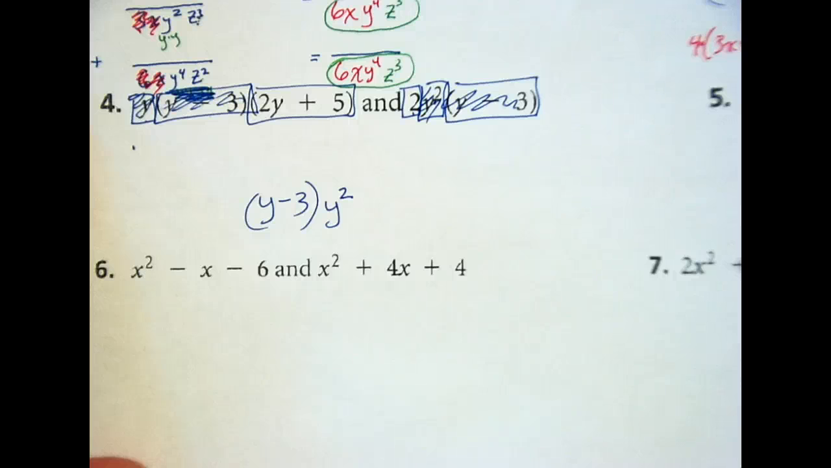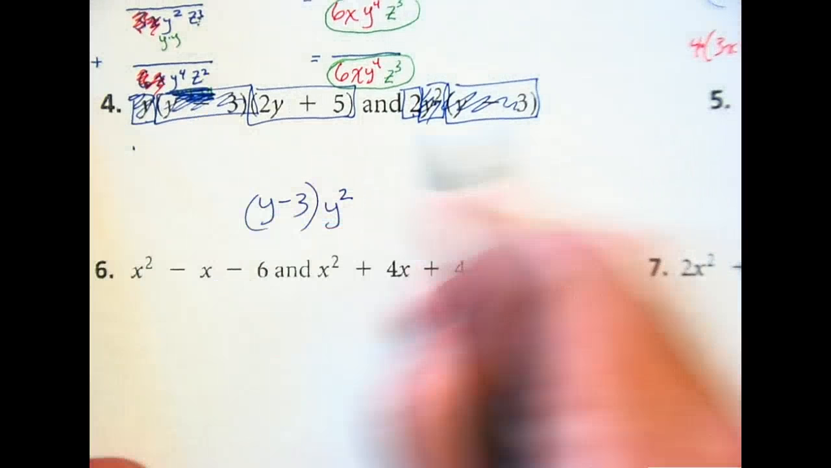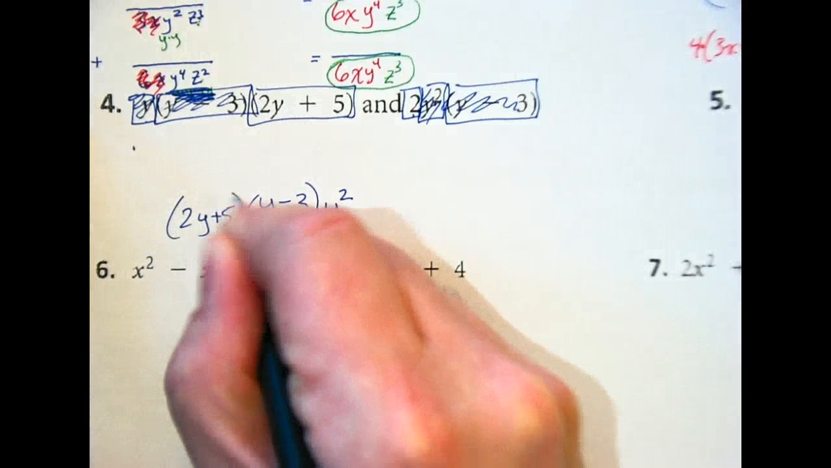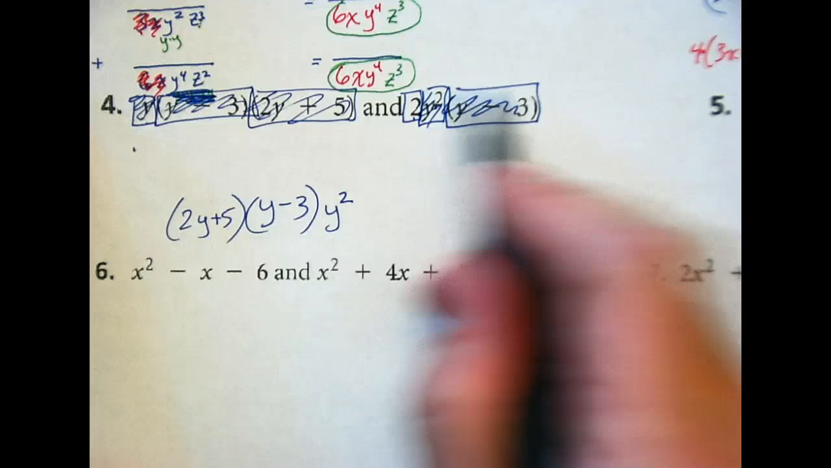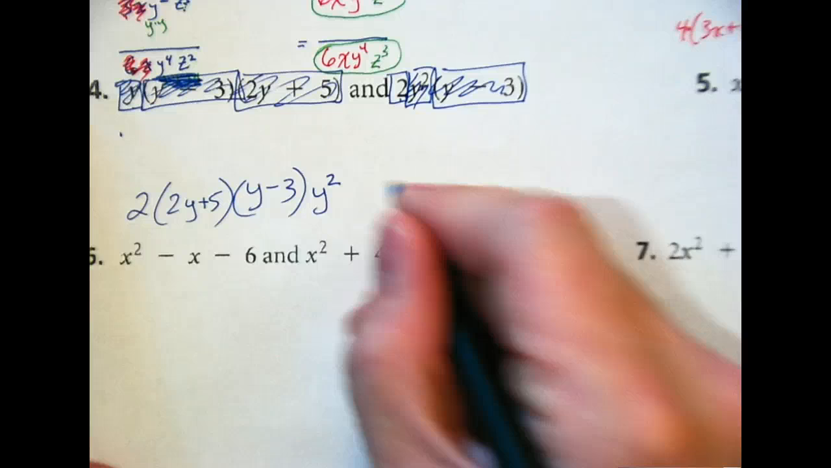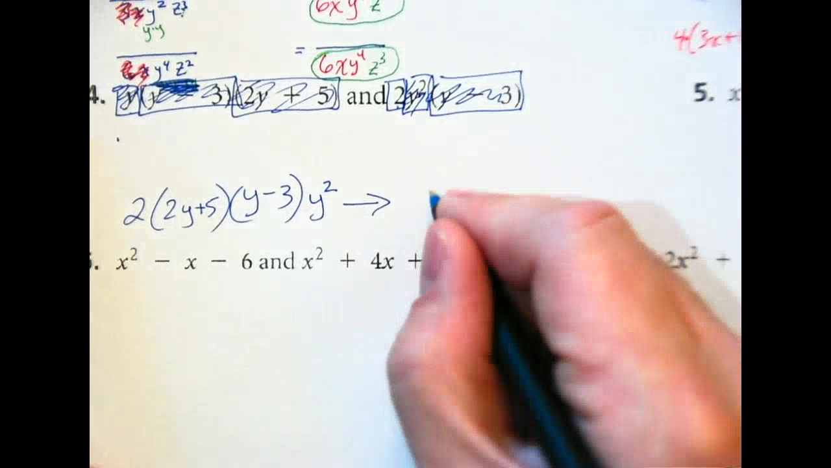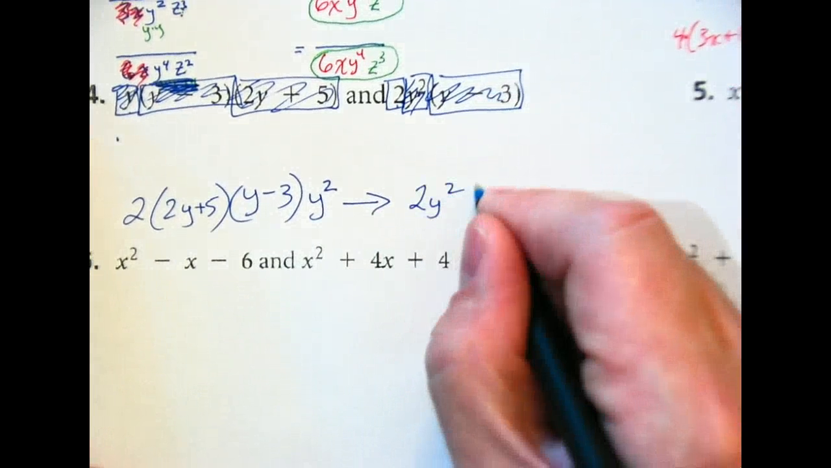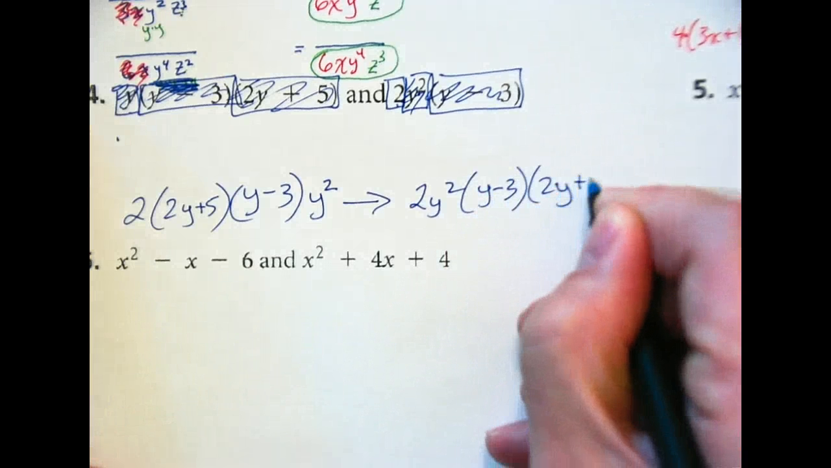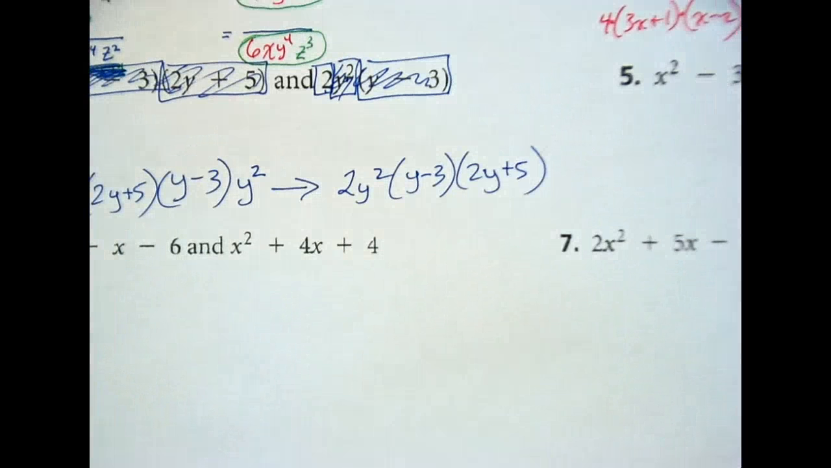All right? What does this have that this doesn't? 2y plus 5. And what does this one have that this one doesn't? That is your common denominator. Now, we rewrite that, or at least common multiple. We rewrite it as 2y squared. We put it in the correct order. Times y minus 3 and 2y plus 5. How many got it?